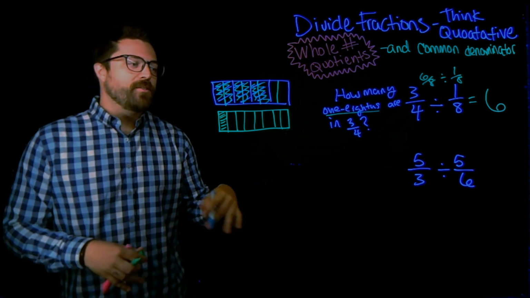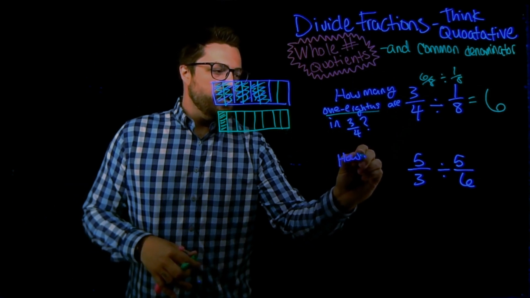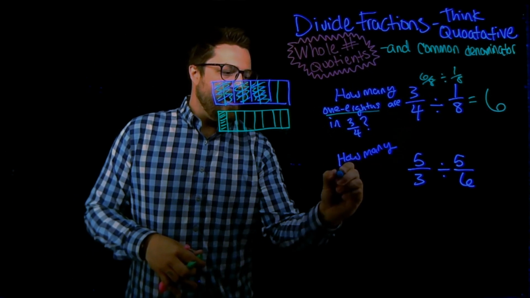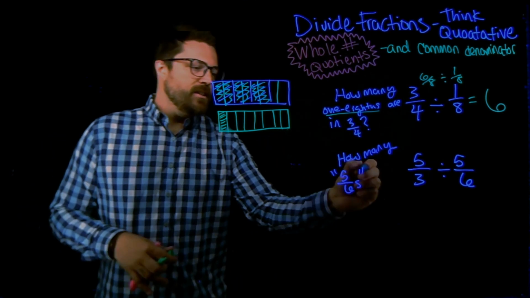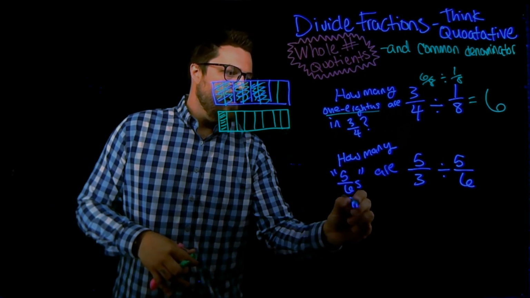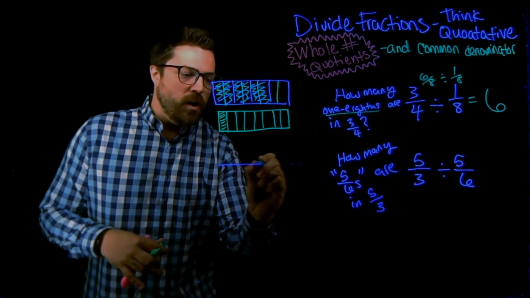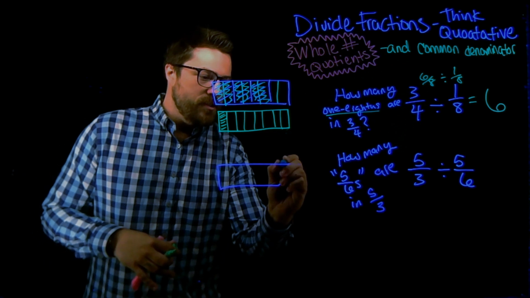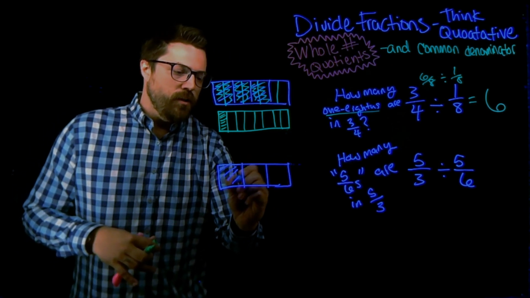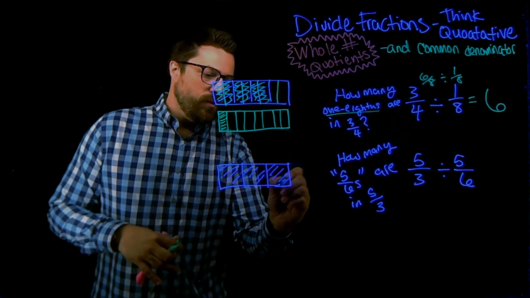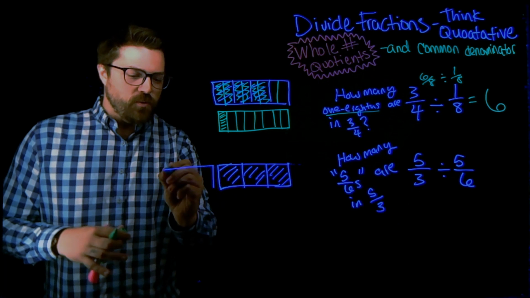So I have 5/3 divided by 5/6. And again, I'm asking that question. How many 5/6? How many of these things are in 5/3? So I'll start with my stacked bar model. I'm going to show 5/3. 1, 2, 3. Well, I need another model here, so I'm going to go ahead and draw one more.